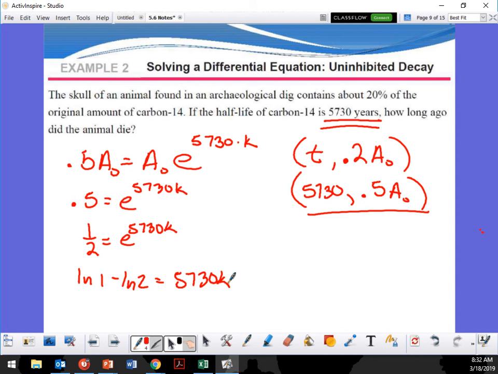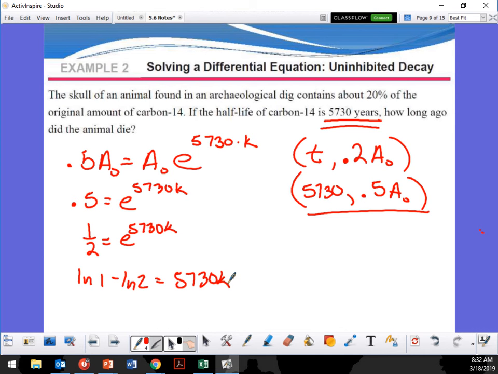5730K. Now, you've got your handy dandy calculator right now. So what is ln 1? Oh wait, 0. Thank you. ln 1 is 0. That's the reason why I set this up like this with my fraction. So my ln 1 is going to give me 0, right? So I could just clear that off. That's the reason why I did that.